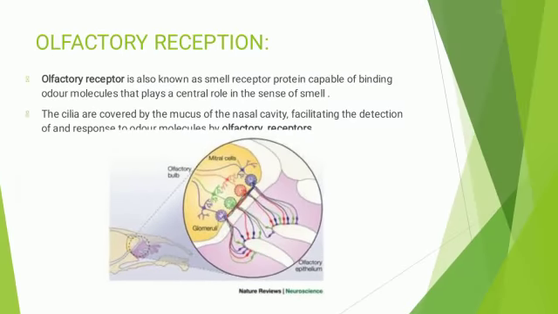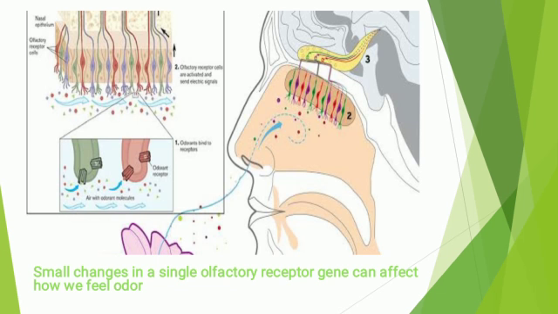Olfactory epithelium. In this diagram, we discuss how small changes in a single olfactory receptor gene can affect how we perceive odor. When a person smells a flower and the olfactory receptor nerve receives some olfaction, these odorant molecules bind to the nerve endings of these neurons, which respond to it.